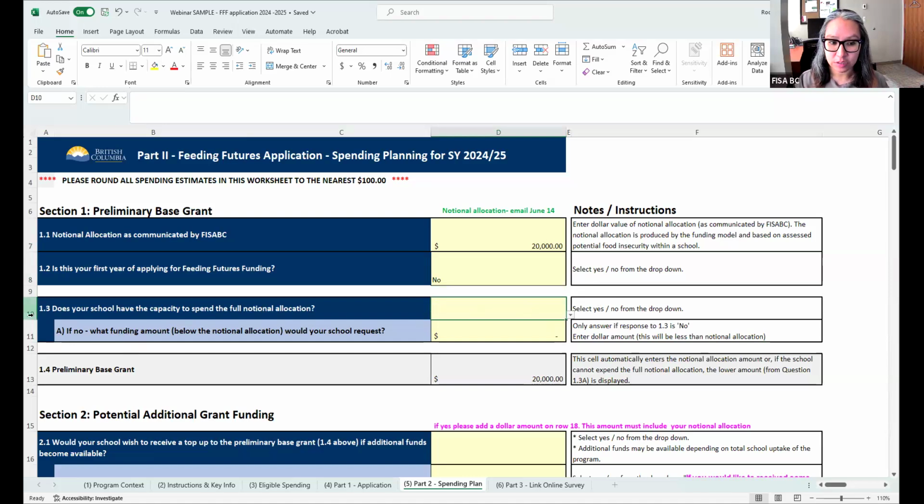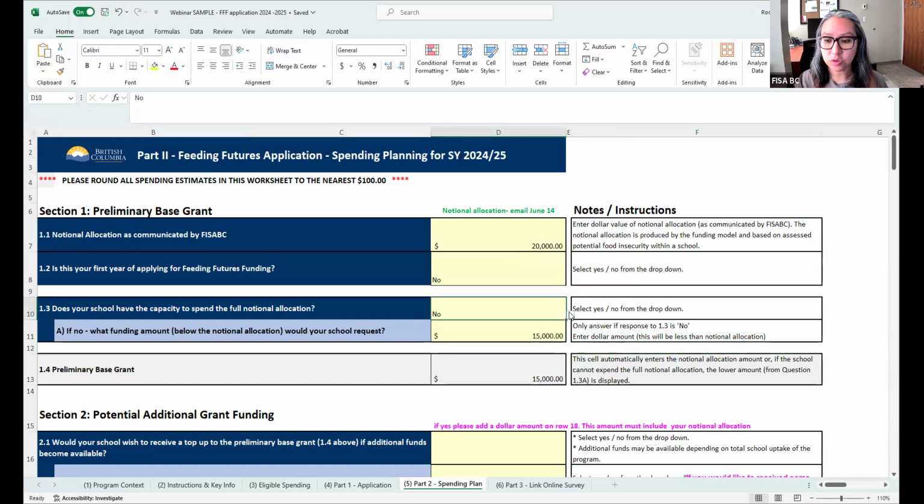Here is the next, line number 10. Do you have the capacity to spend your full notional allocation? That means that if you have a plan to spend the full amount, say yes. After I received a few of the emails for the report this year, I see that some schools were not able to spend the full amount just because of some circumstances. So if you feel that maybe it's not what your school is doing, you can always write no, and then you will write how much money. So let's say that instead of 20,000, I only want 15. So I will write 15, okay?